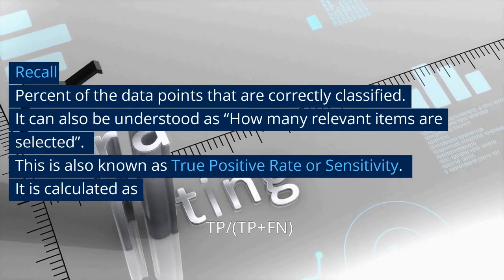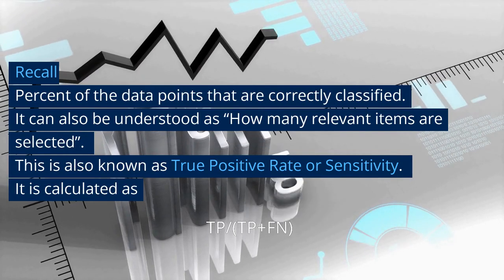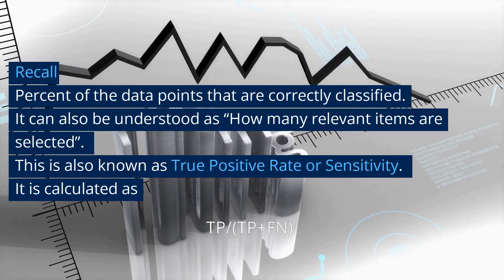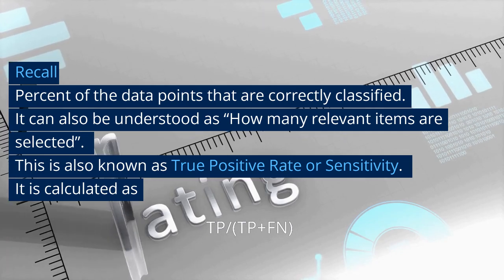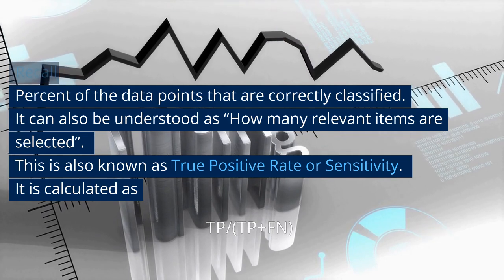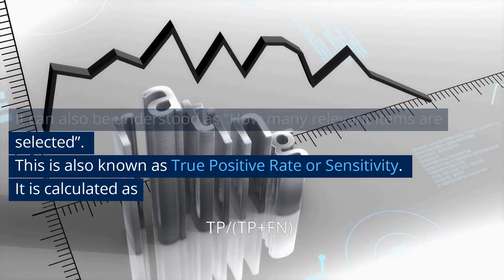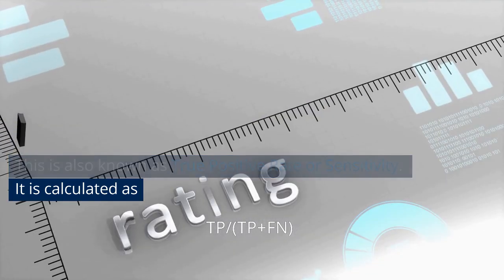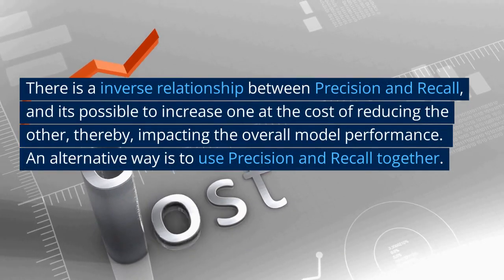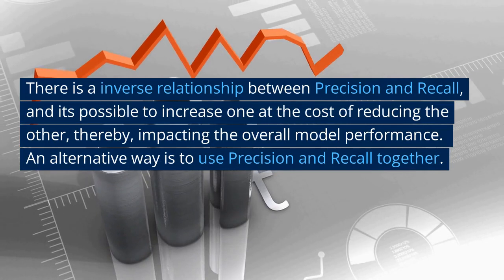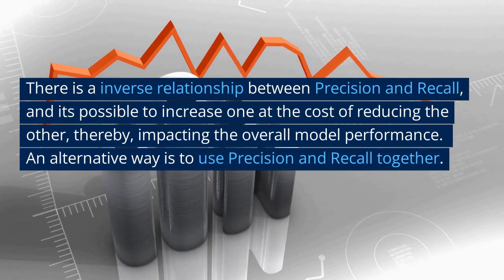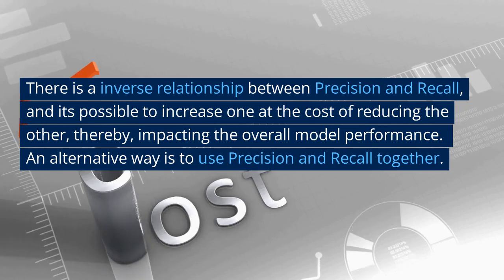Recall. The percent of data points that are correctly classified. It can also be understood as how many relevant items are selected. This is also known as true positive rate or sensitivity. It is calculated as true positive divided by the sum of true positive and false negatives. There is an inverse relationship between precision and recall, and it is possible to increase one at the cost of reducing the other, thereby impacting the overall model performance.